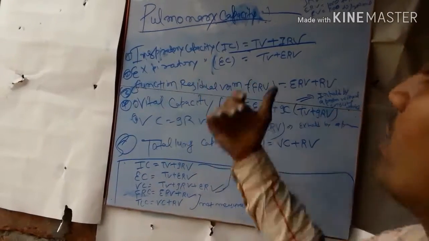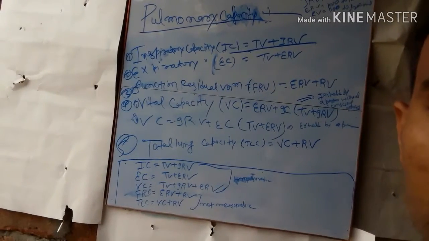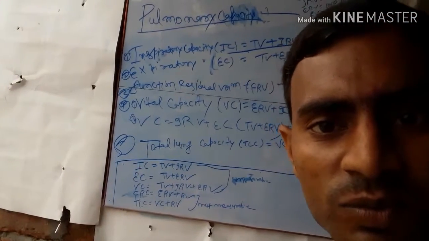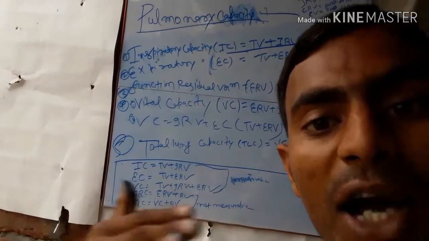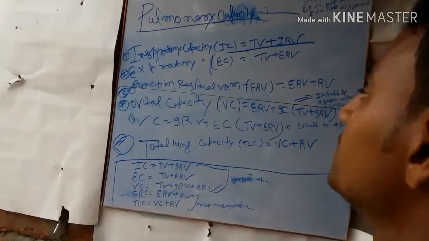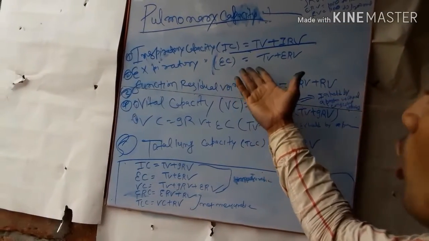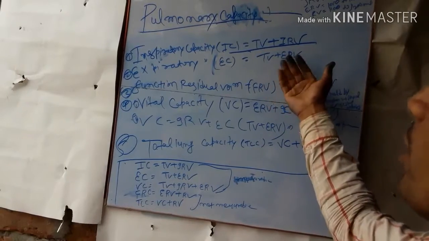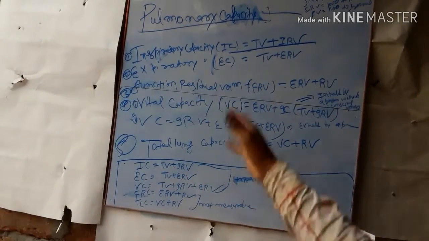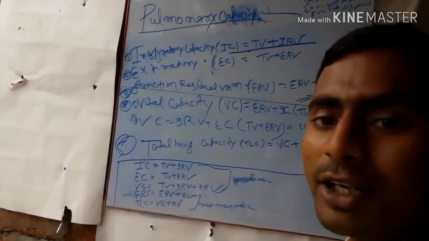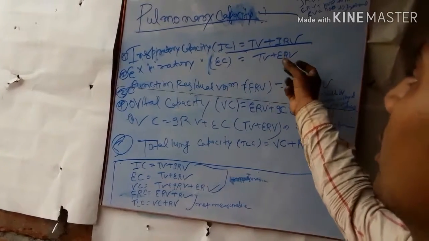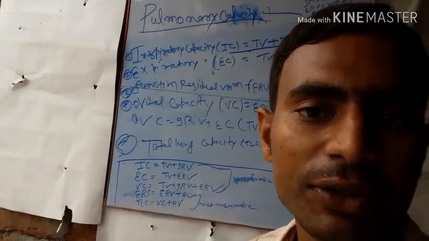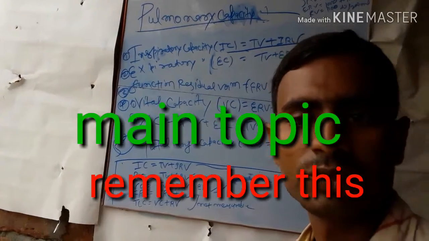What is expiratory capacity? How much air can we expire? What is the capacity to expire air? That is composed of tidal volume plus expiratory reserve volume. So tidal volume is 500 milliliter, and expiratory reserve volume is 1000 to 1100 milliliter. Okay.